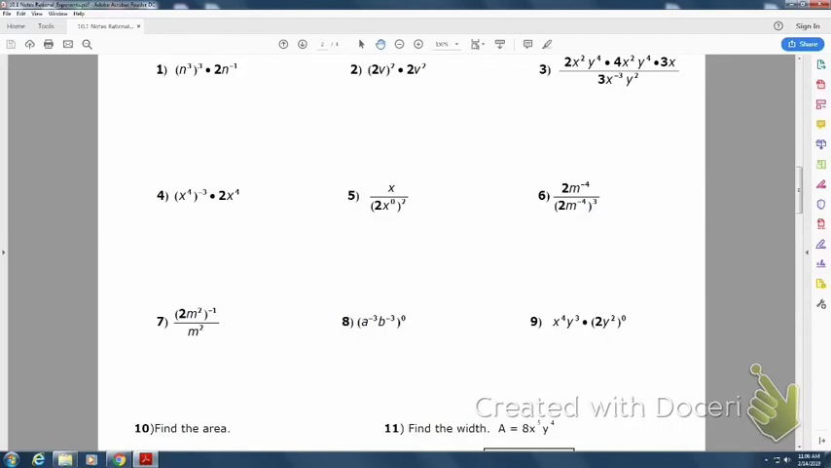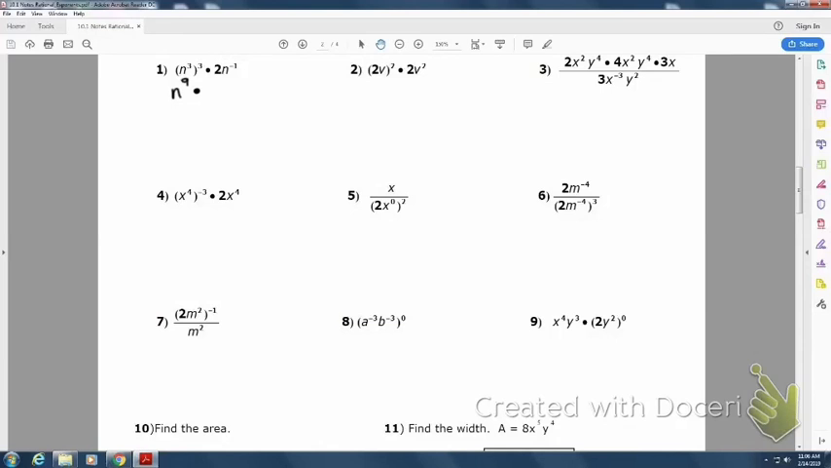Looking up there at 1, if I have n cubed to the power of 3, what is that going to become? N to the power of what? 9. 3 times 3 is 9. Then I've got times 2n to the power of negative 1. Now I've got a negative exponent. I've got to move the negative exponent and its base to the denominator. What is its base on this problem? Is it n or is it 2 and n?